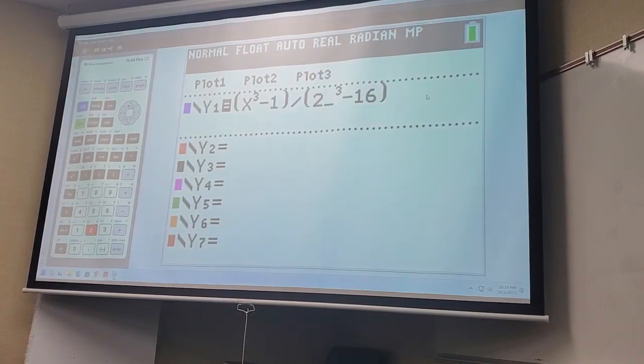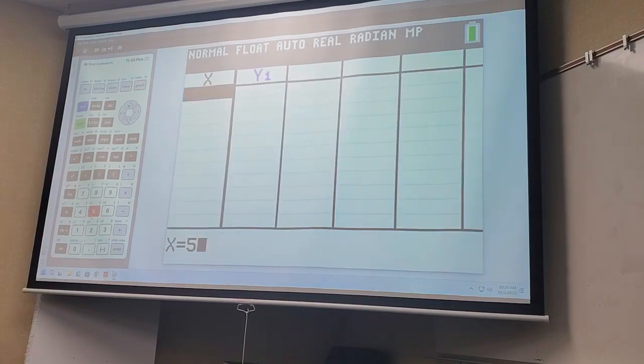Can anyone tell me what the horizontal asymptote would be? 2. No, careful. 1. 1 over 2. Remember, when they're the same degree, it's the ratio of the leading coefficients. When x gets really, really big, the only things that matter are x cubed over 2x cubed, and that's 1/2. So again, you can go to the table, put in 5. Okay, it's already 1/2. That's hilarious. Put in 50. See how it's a half?